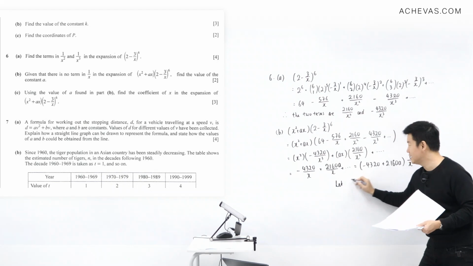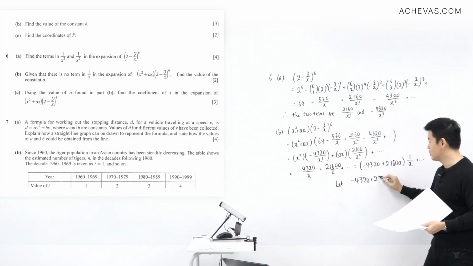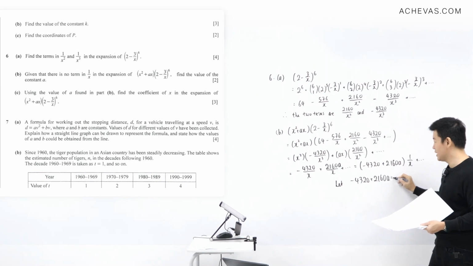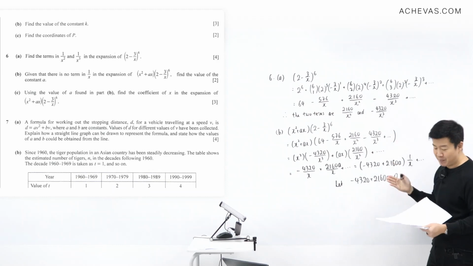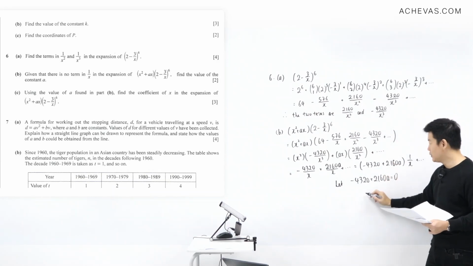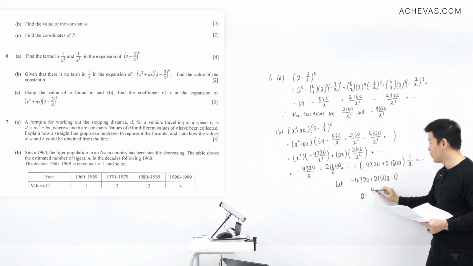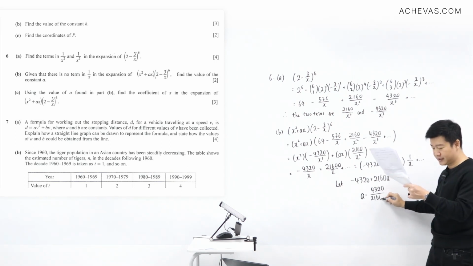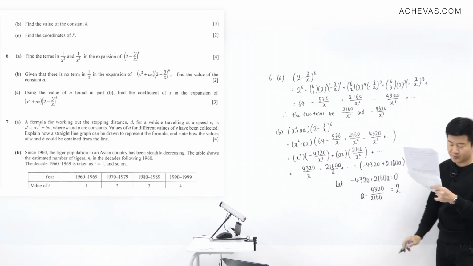So by letting the coefficient, which is minus 4320 plus 2160a, be equal to 0, we will be working on an expansion that is independent of 1 over x, that has no term that is in 1 over x. And this will help us to work out the value for a. a is going to be equal to 4320 divided by 2160, and this will give me a equal to 2. Yep, a is going to be equal to 2.